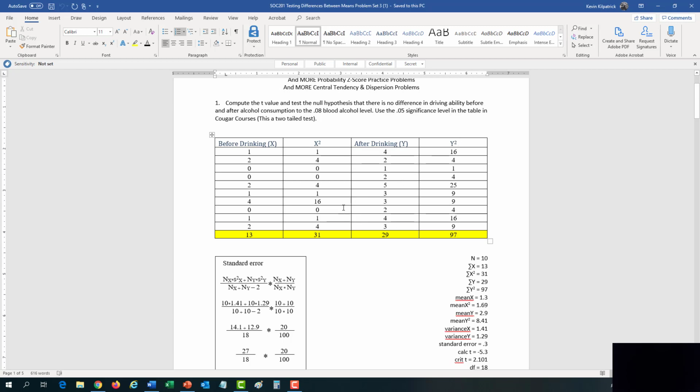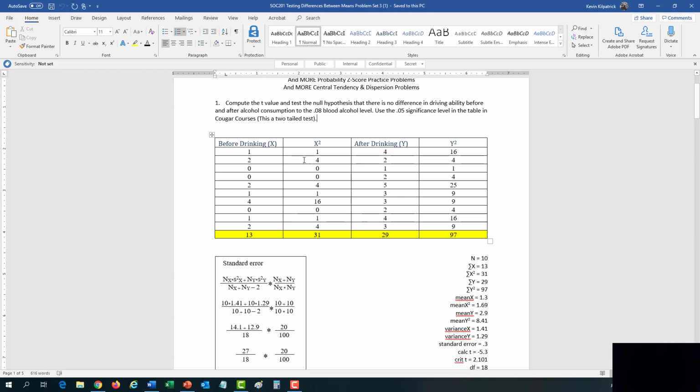Remember, the very first thing that you have to do is square each of these values and put those numbers over here. You can see that I did that. These are real easy numbers. 2 times 2 is 4, 4 times 4 is 16, 1 times 1 is 1, and 0 times anything is 0. Same thing with the Y column: 2 times 2 is 4, 5 times 5 is 25, 3 times 3 is 9, all the way down.